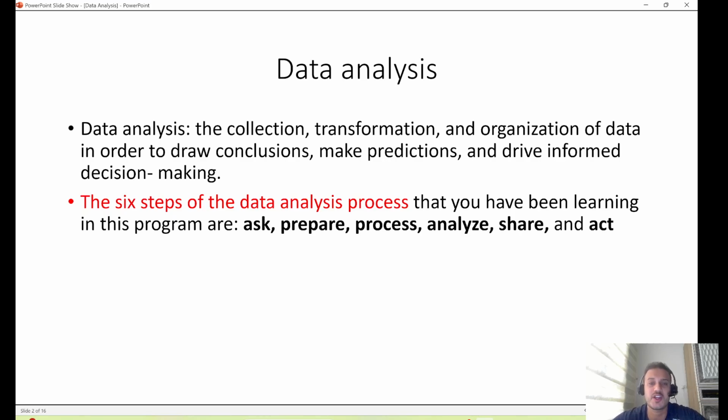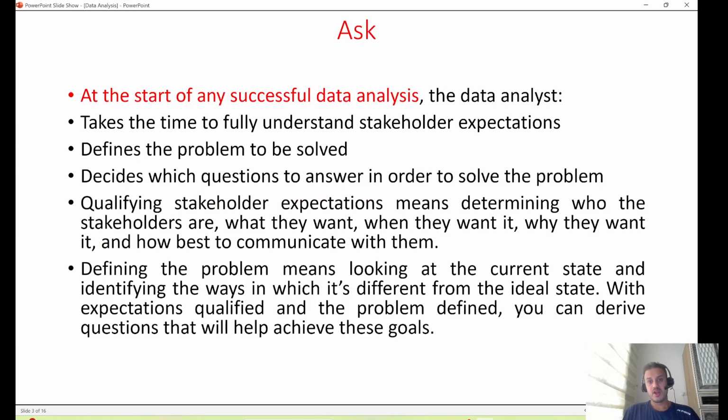Simply, data analysis is collecting, transforming, and organizing data in order to make conclusions, make predictions, and derive information for decision making. So the data analyst's job is to collect, transform, organize data, draw conclusions, and make predictions. There are 6 steps in the data analysis process: asking questions, preparing the data, processing and cleaning the data, analyzing, which is the most important phase, then sharing the data, where you visualize, and then act. I'm not going to go deeper for each one, just give you what each step is used for.